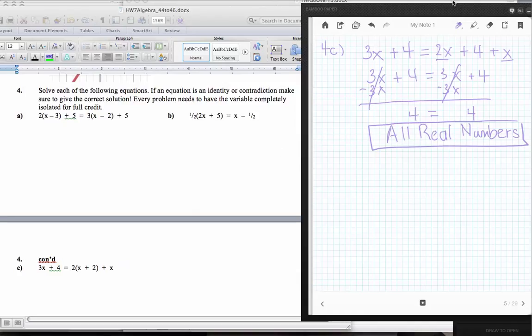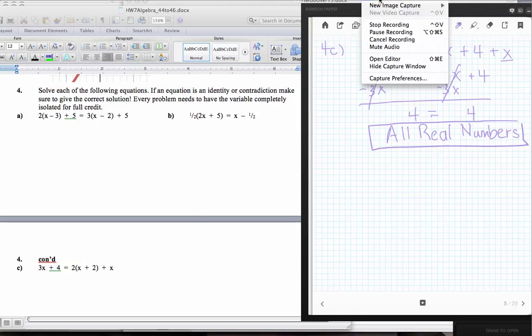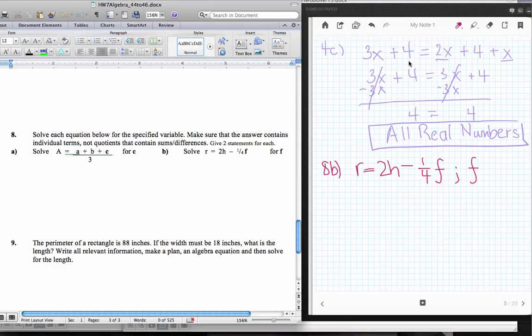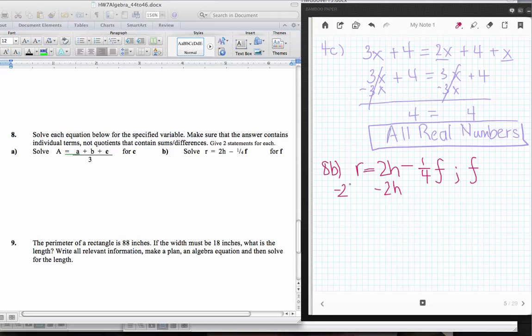All right, so now we're going to take a look at the next one, but I'm going to pause before I do that. All right, so the next problem we're going to do is 8b, and we're going to solve this formula for f. So the first thing that I need to do is get the 2h away from the f. So 2h, I'm added to this, so I'm going to subtract it. So 2h gets subtracted from both sides.